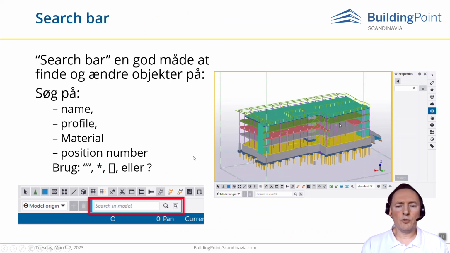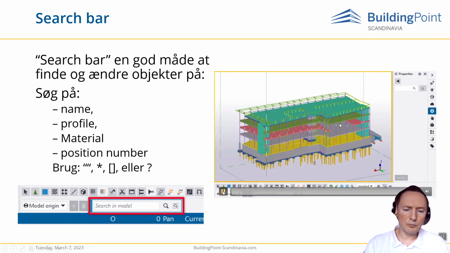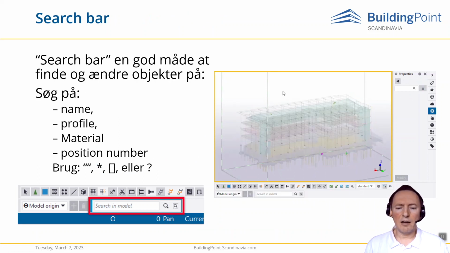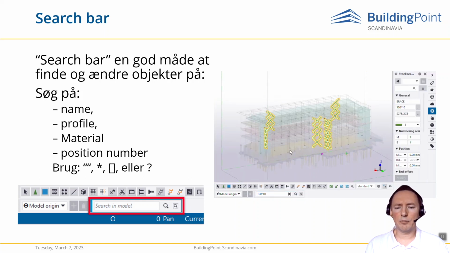Okay, the next thing I want to talk about is the search bar. It's a little bit newer functionality in Tekla, but you can actually search in the model for name, profile, material, and position number. You could do it for the whole model or for an area. So let me show here in the video. If I just search the whole model here, I will go down to the search area down here and write maybe a profile 100 times 10 and hit search in model. It will find them all in the model.